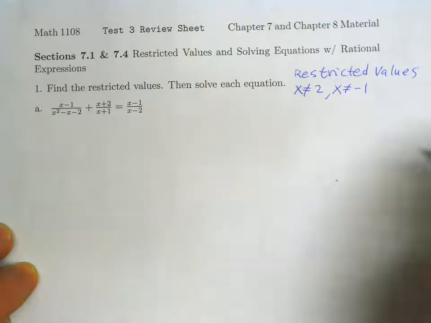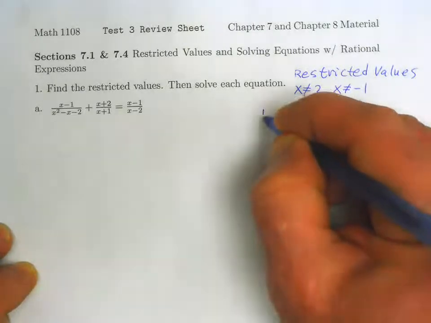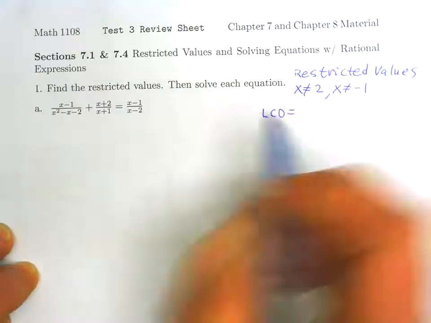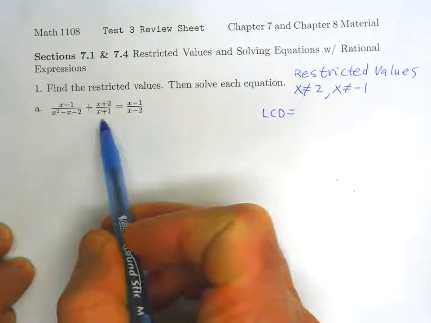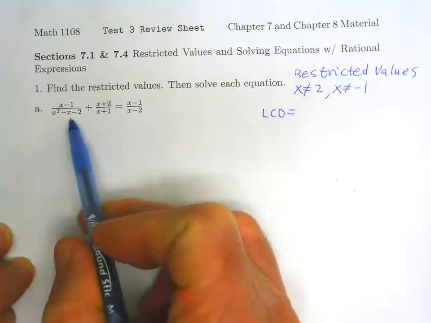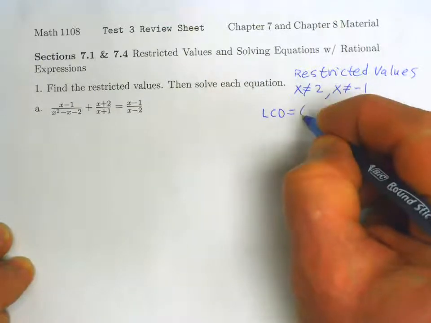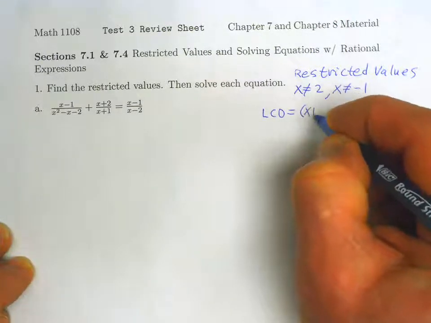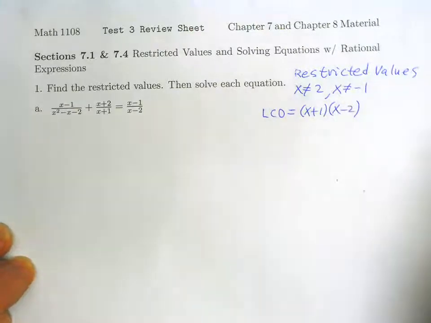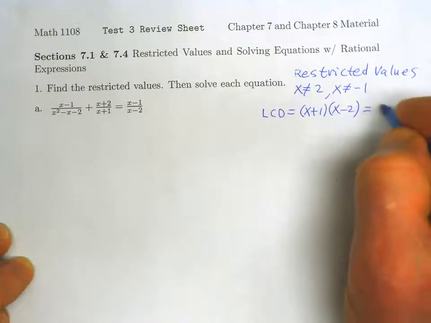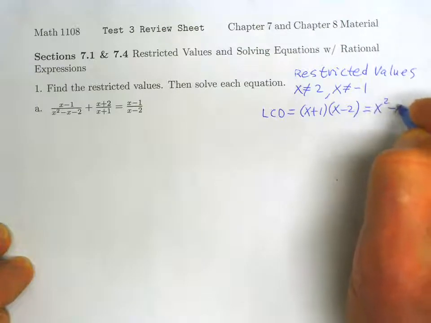The least common denominator is just the product of x plus 1 times x minus 2. When you multiply them, you get the other denominator. So that's the least common denominator, x plus 1 times x minus 2. And in expanded form, it's x squared minus x minus 2.